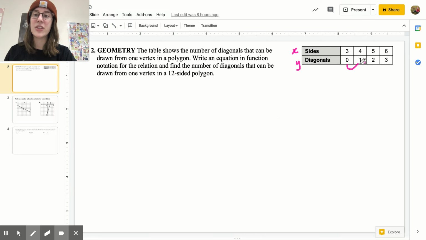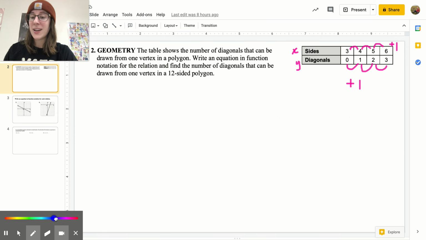I want to know what my change in y is each time. It looks like to get from 0 to 1, 1 to 2, 2 to 3, we are adding 1 each time. Then if I compare the sides from 3 to 4, 4 to 5, 5 to 6, that's easy too. We are increasing. So every time you add a side, you add a diagonal.